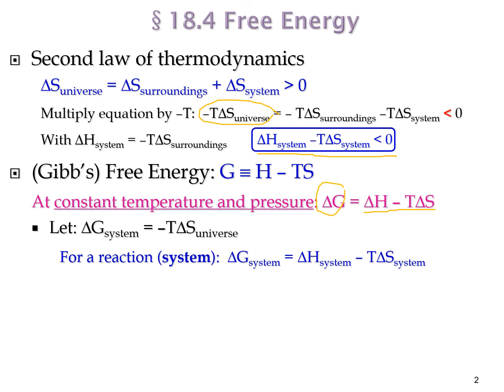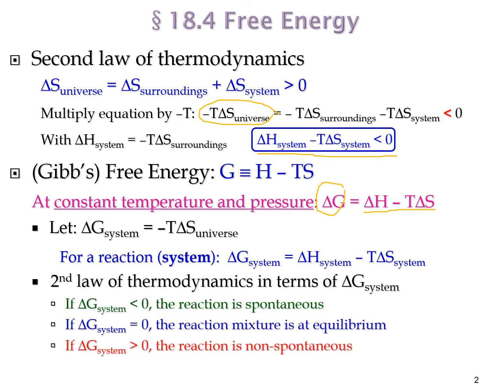So the introduction of the free energy actually provides the mathematical support for us to understand the second law of thermodynamics much, much better, because it's very simplified. It's very simple. The sign of delta G of the system actually tells us how the second law of thermodynamics works.